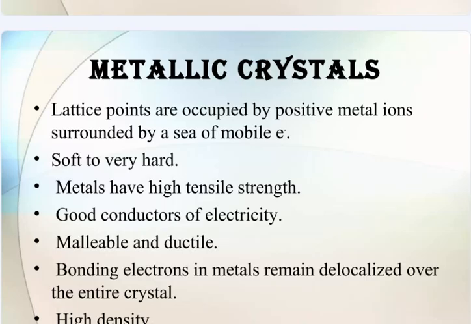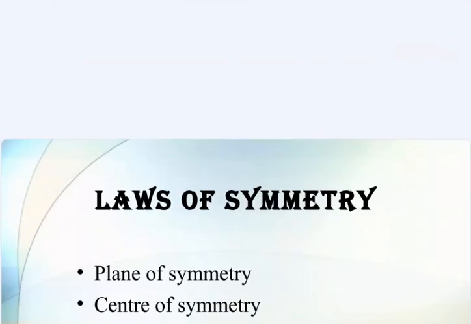Metallic crystal. Lattice points are occupied by positive metal ions surrounded by a sea of mobile electrons, soft to very hard. Metals have high tensile strength, are good conductors of electricity, malleable and ductile. Bonding electrons in metal remain delocalized over the entire crystal, and high density.